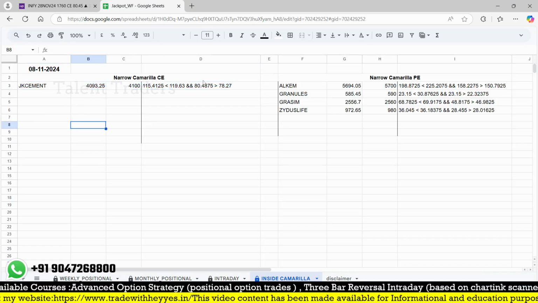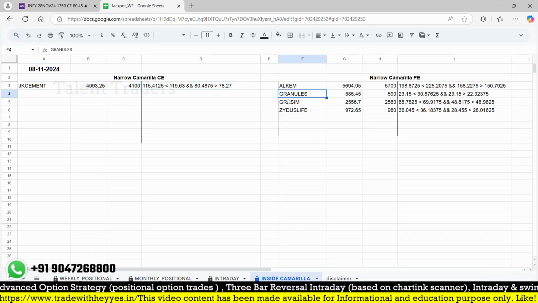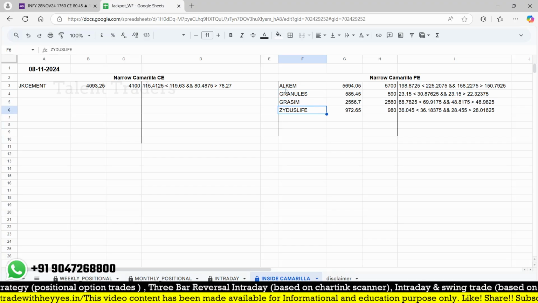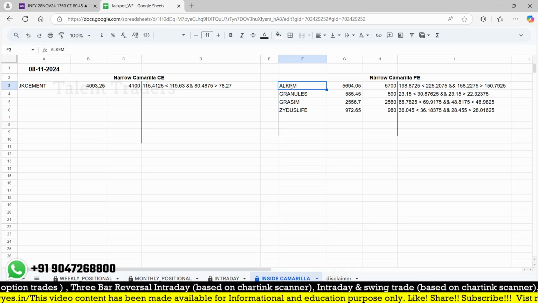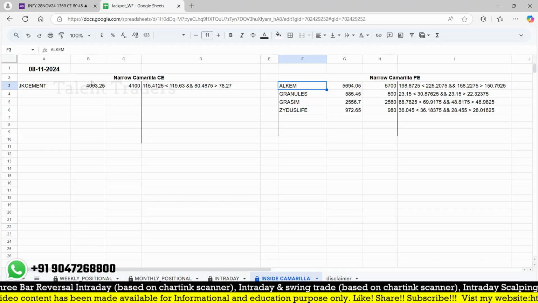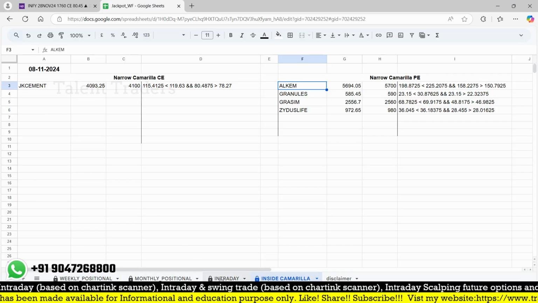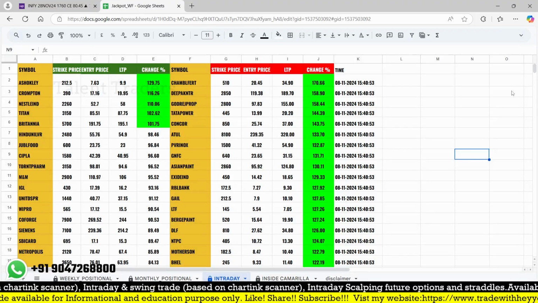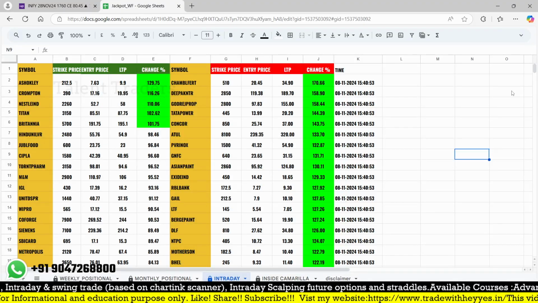But JK Cement doesn't have good liquidity. Maybe here Granules, Grasim, Zydus Life we can tag. Alkem and JK Cement normally don't have liquidity. And the second scanner is an intraday one. So here we are filtering out all the F&O stocks.